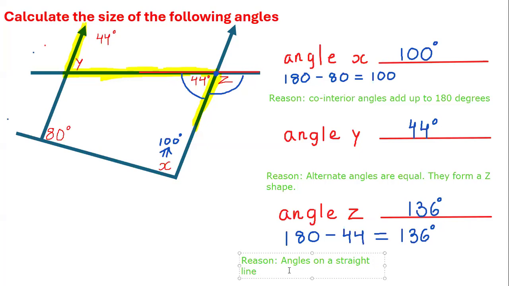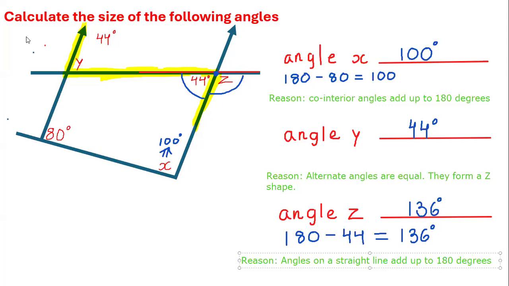Angles on a straight line add up to 180 degrees. All right, so that's how we got 144 minus 44 is 136. Okay, and yeah, so that's how we got that.